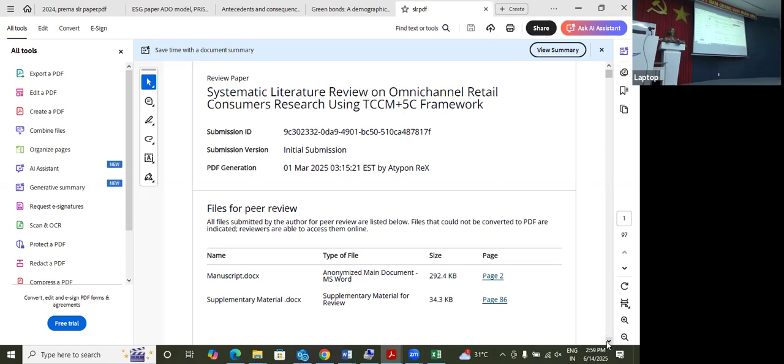Yes, it will be there in the abstract. If it is not there, you can find it in the data analysis section or the findings. Data analysis and findings are the same thing. Anything else? So I think we come to an end of this session.